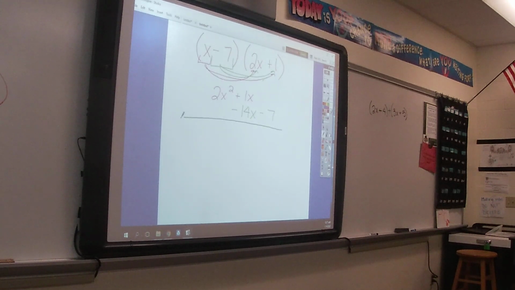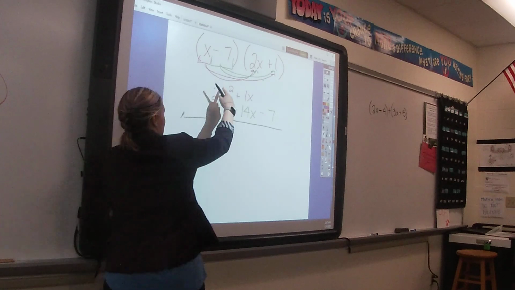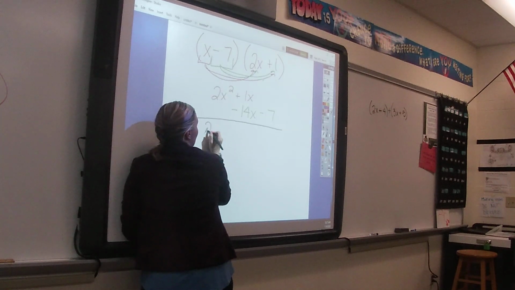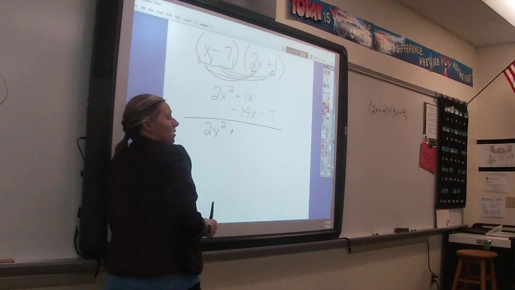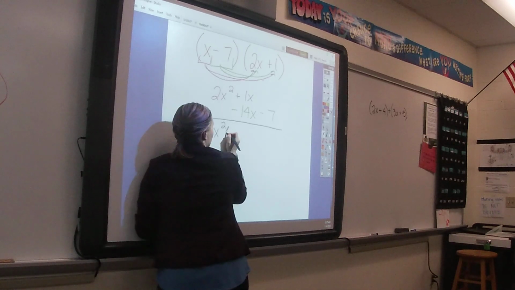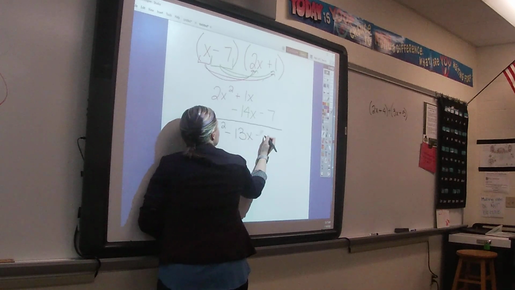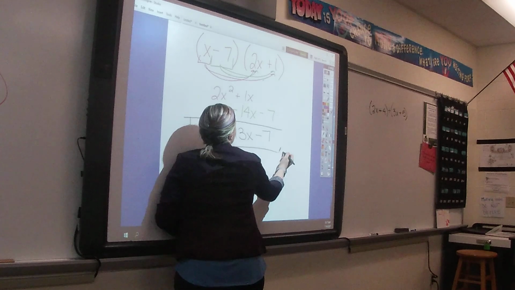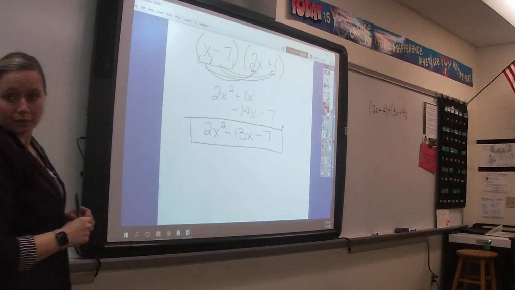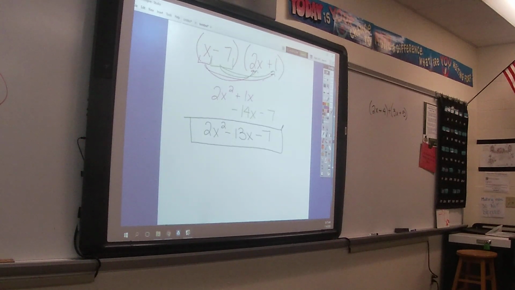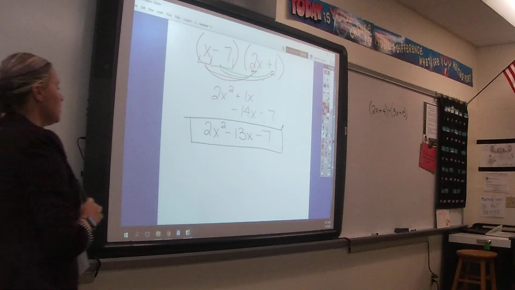So we're going to get like terms combined. We'll bring this down. This will give us a 2x squared minus 13x minus 7. How do we feel about that one? Good. Working okay? Then we're just going to look at one more and we'll be done with notes here.